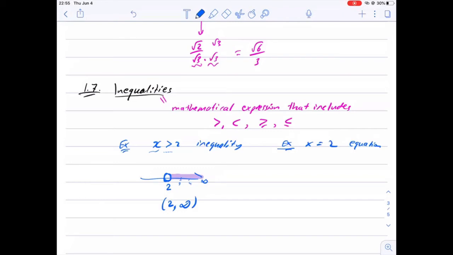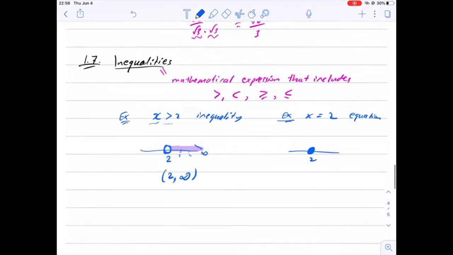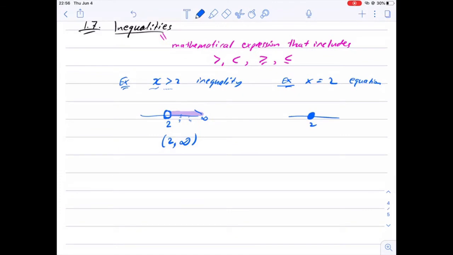Now, what about the equation? The equation x equals 2 is just a point on the number line. It's closed at 2 because we have equality. So it's just a point. That's one value. But for inequality, we get a strip of values, so we have infinitely many values. So that's the main difference between inequality and equation.